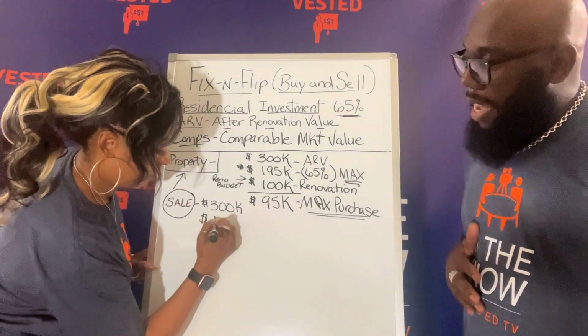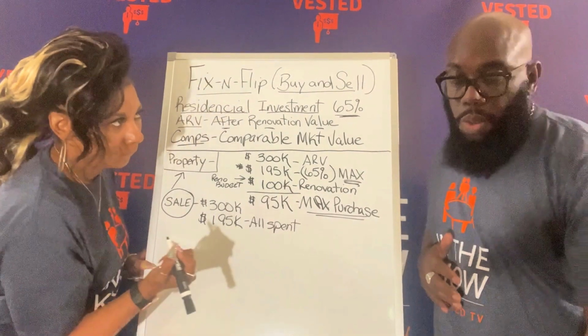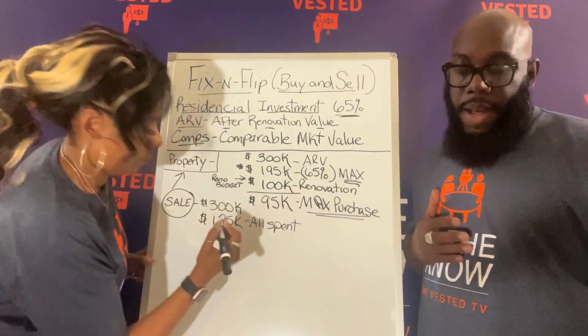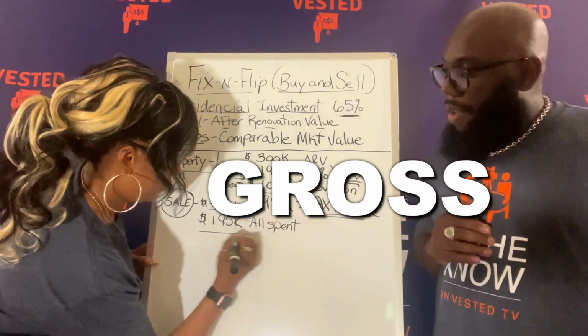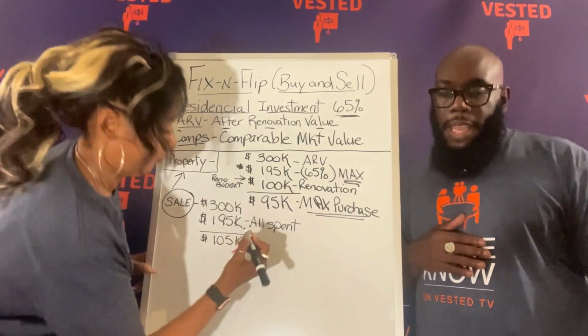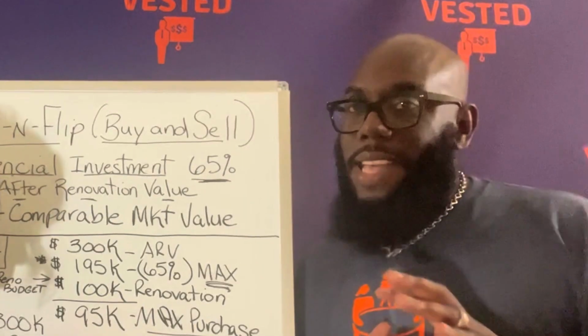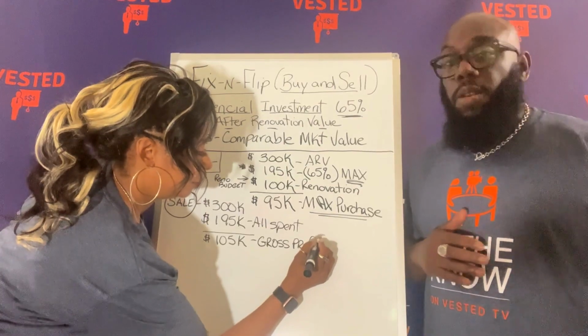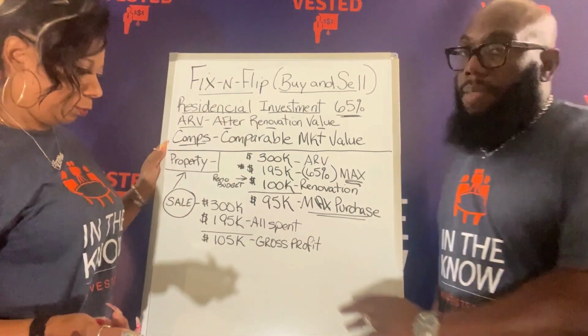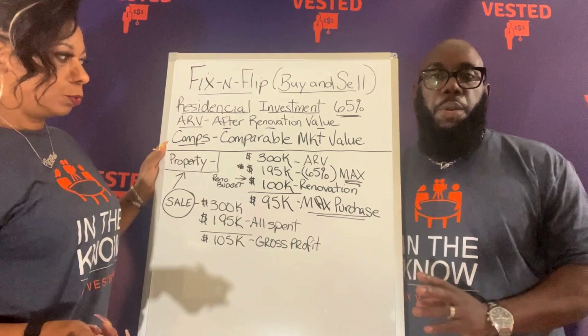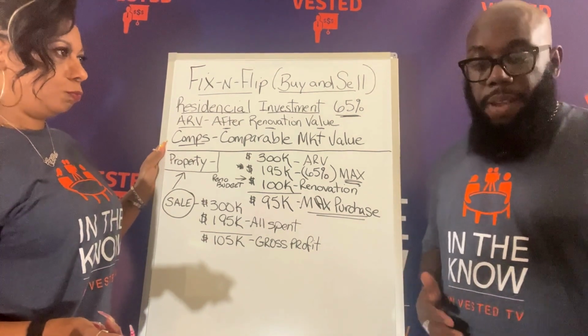So you're going to take that away. And now you have, what's that, 105. That's your gross profit. So you're like, woo, Tony, I made 100 racks. Well, that's not exact, right? Okay. So that's your gross, not your net. Out of this 105,000, remember, there are costs along the way, right?